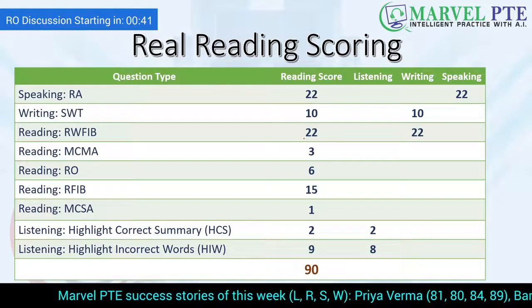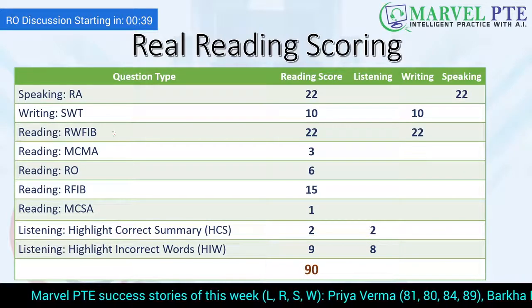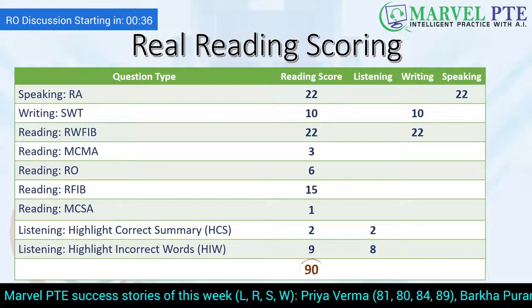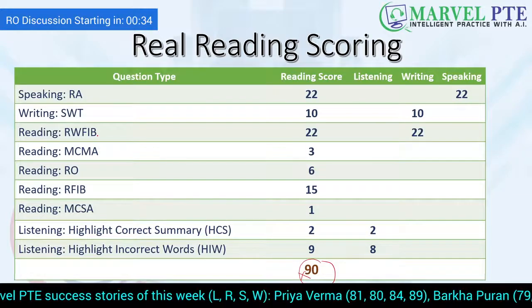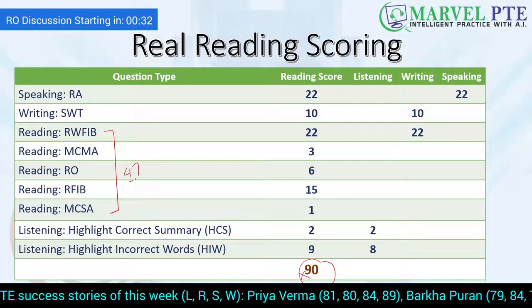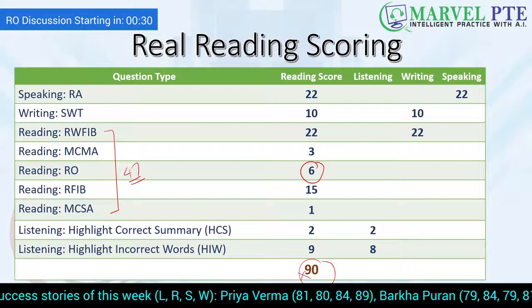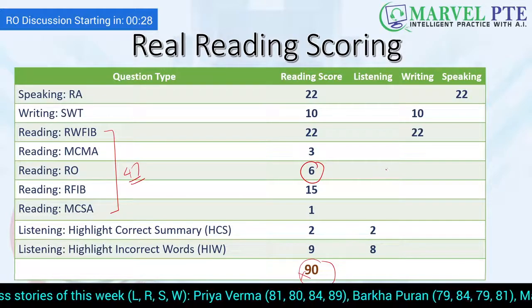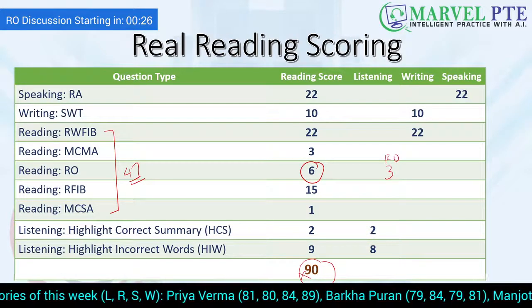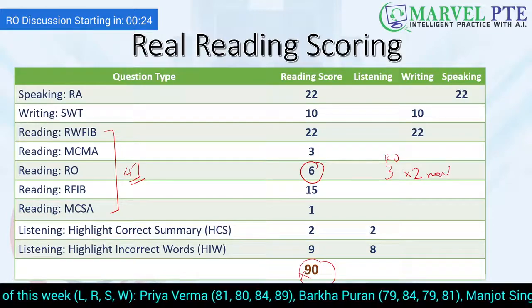So this is the real PTE reading scoring, and students often think that the reading module contributes 90 marks. The answer is no. The reading module just contributes 47 marks. Out of that, reorders are 6 marks, which is today's topic. So if you are getting 3 reorder paragraphs, they will be 2 marks each.